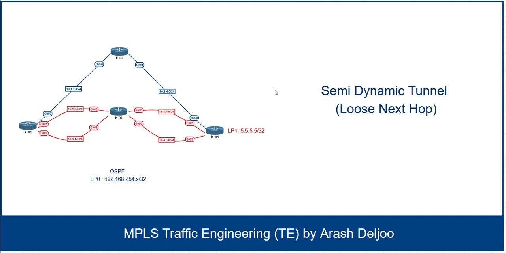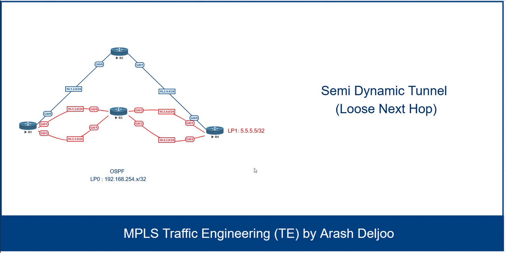First, let me explain what the usage of the loose next hop semi-dynamic tunnel is, and then we can learn about the configuration of this method. As you can see in our scenario, we have four routers, router 1 to router 4. And we have two types of path. First, the blue path, and second, the red path.